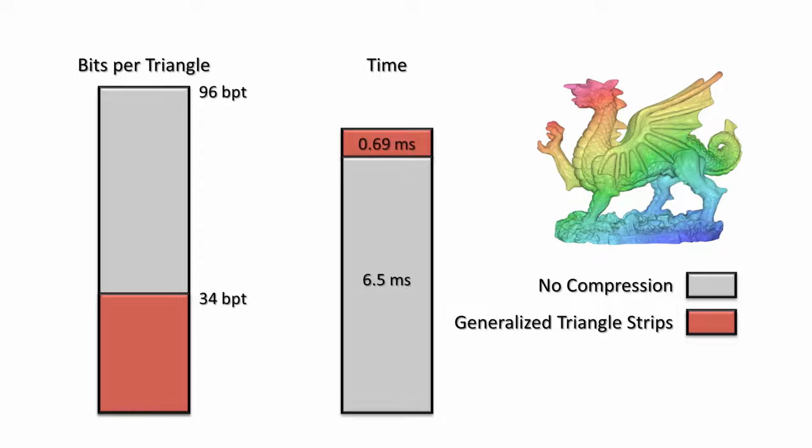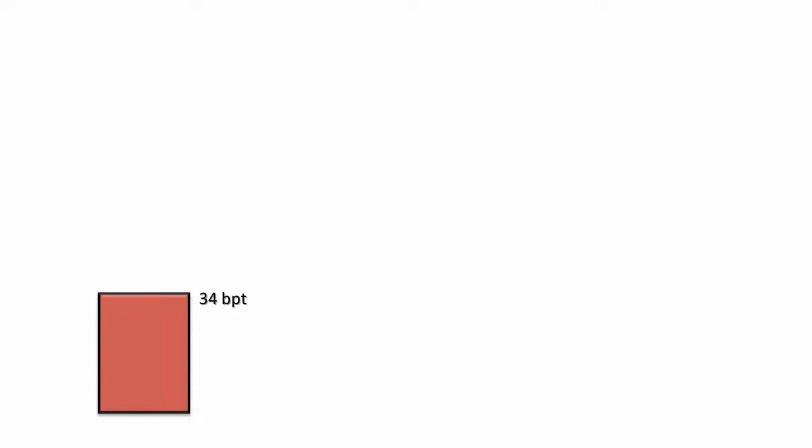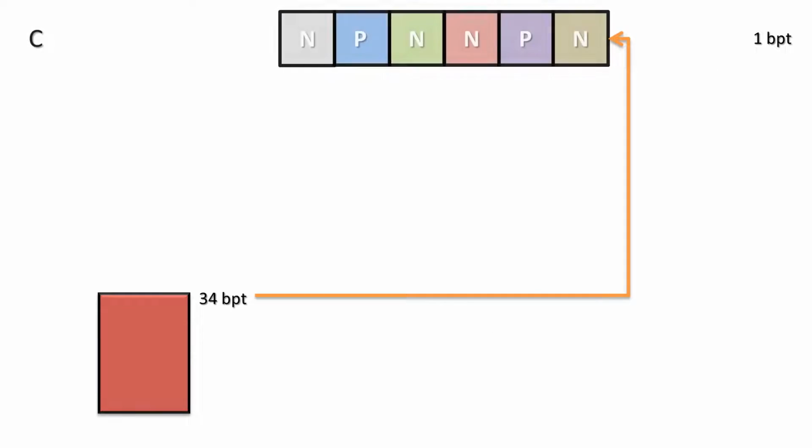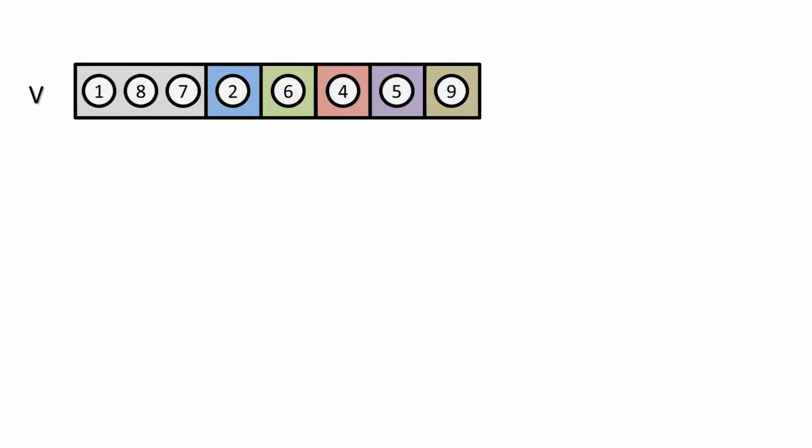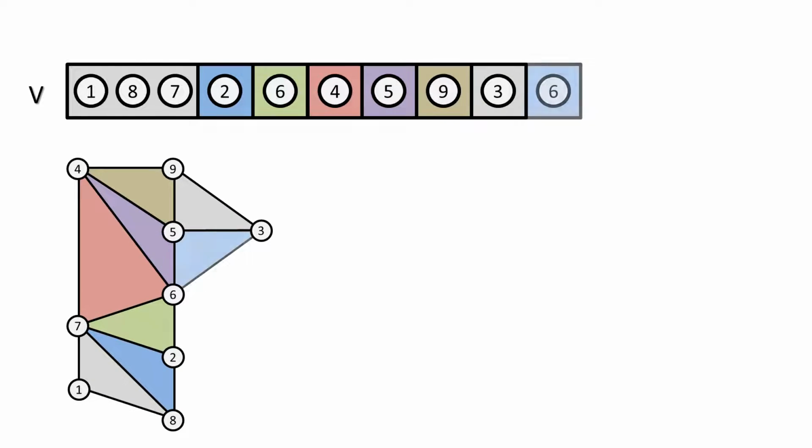And we have to use CUDA to do the decompression, and that takes about 0.69 milliseconds that add on top to the rendering time. Analyzing these 34 bits per triangle, we see that 1 bit goes into the code for each triangle, and the remaining 33 go into the vertex for each triangle. So it's only natural that we continue compressing that.